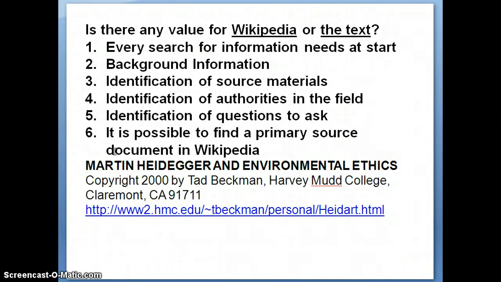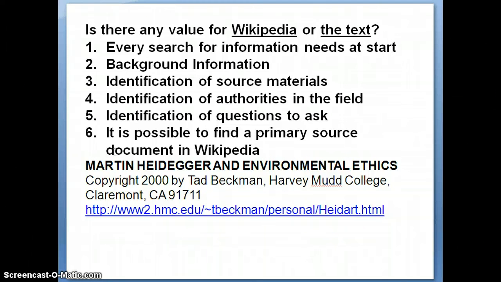The text in Wikipedia and other sources that are not primary sources frequently give you good identification of other source materials. What books should you be reading? What types of books should you be reading? What should be your sources of information? They're going to give you good lists of identifying authorities in the field. They'll give you a good list of names that you can look up independently of the text or Wikipedia to see what those people are saying.